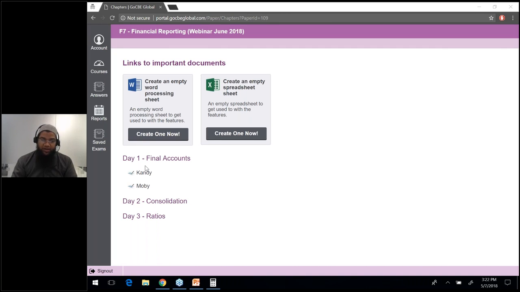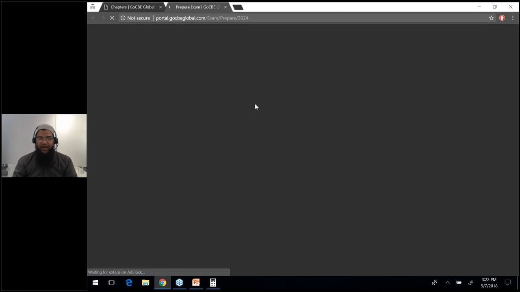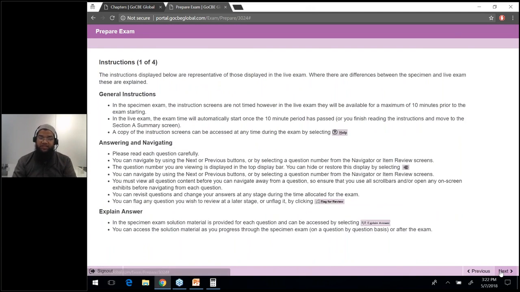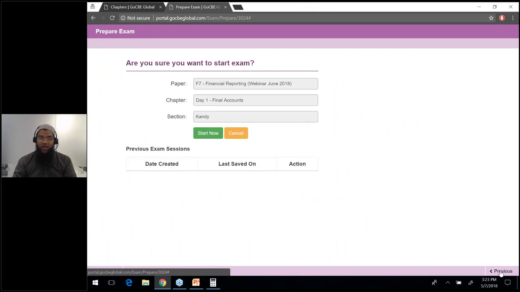So now, in day one, we are going to solve two questions, one by the name of Candy and one by the name of Moby. So for example, if I click on Candy question, a new window will open with some introduction, with some instructions. If you read the instructions beforehand, before going into the exam, it will be helpful for you. And now a final message that, are you sure you want to start the exam? Yes, I'm sure. Here's an option of previous exam sessions.